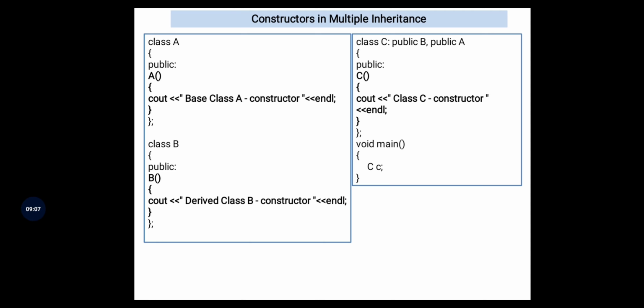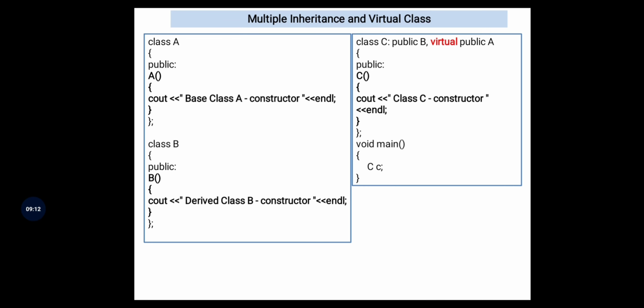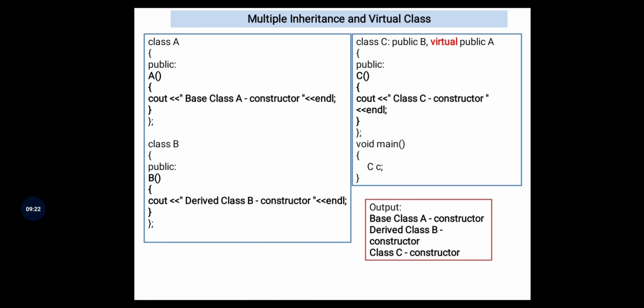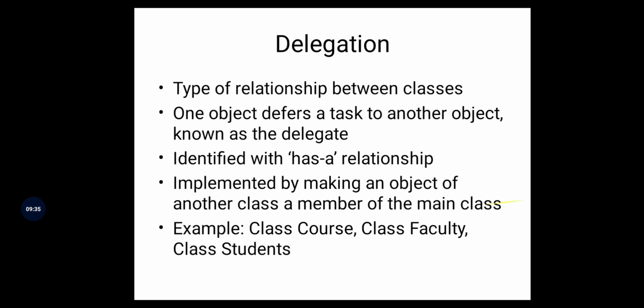Constructors in multiple inheritance, also it has been covered in the class. We've done it well many number of times. And also, if you want to change the sequence of the constructor being called, you can use the virtual keyword, and it's very simple, and we've done it. We've done a lot of exercises on this. Again, constructor execution in multi-level inheritance, you go right from the base class on the top, and then you go to the next base class and then the derived class. So that's how it works out.